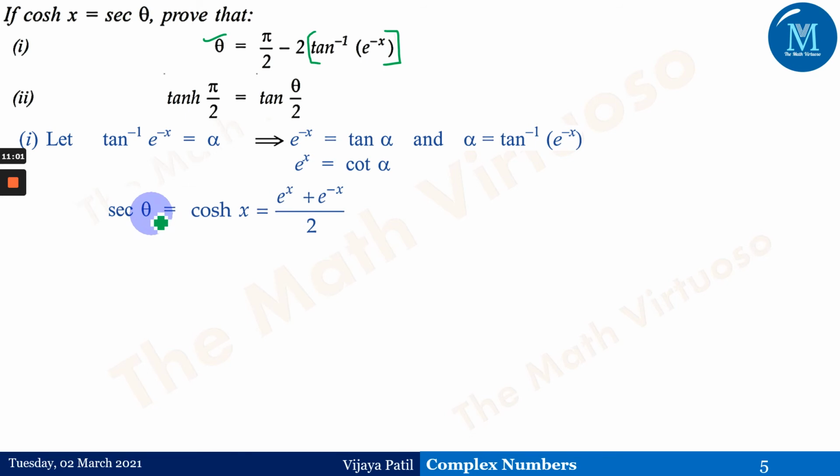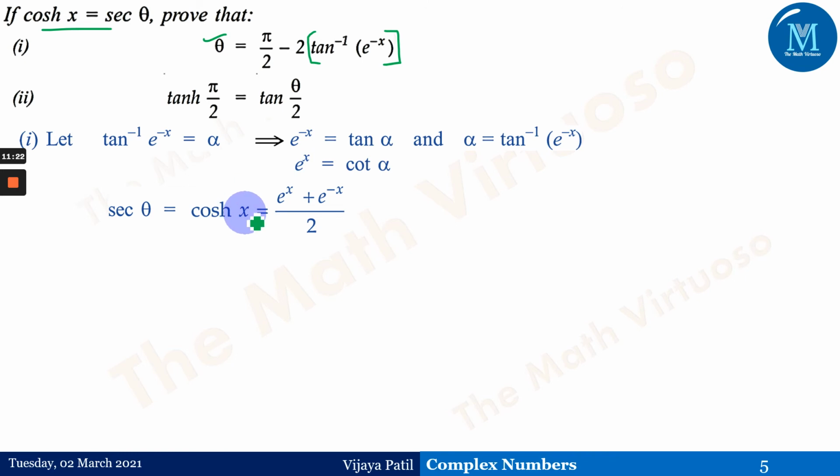After that, sec of theta is cos hyperbolic x. It's been given to us in the example. This is the identity given to us here. Cos hyperbolic x is equal to sec of theta. So sec of theta we are saying is equal to, because we need theta here, that is the reason we are saying sec of theta is equal to cos hyperbolic x.